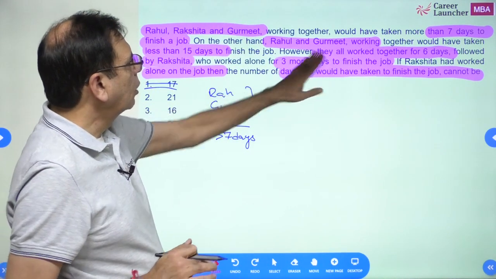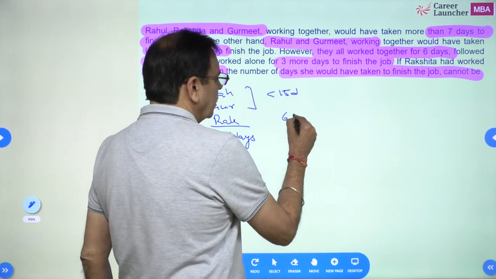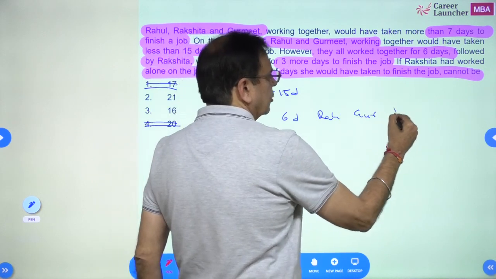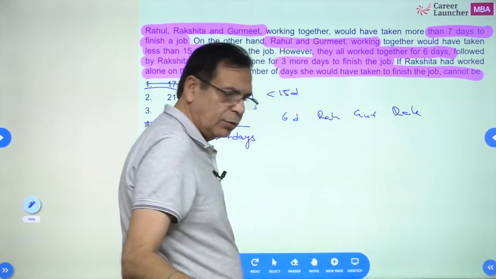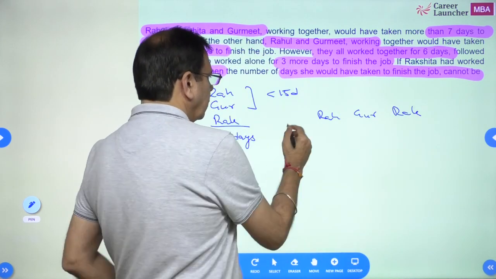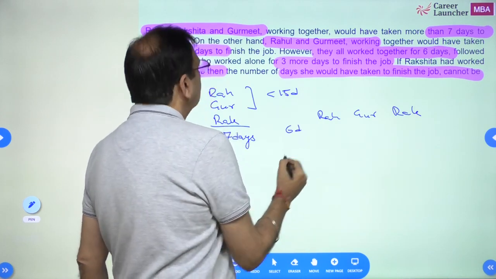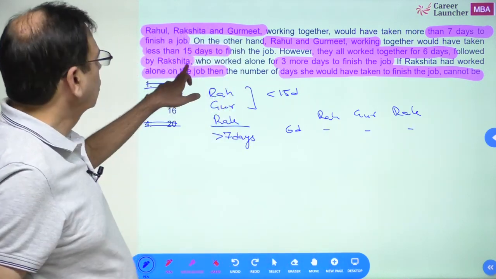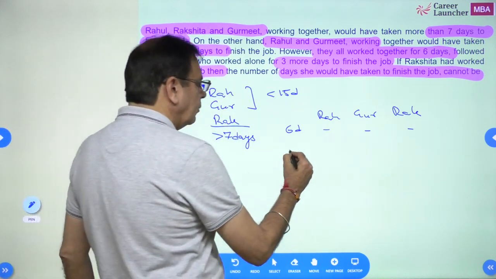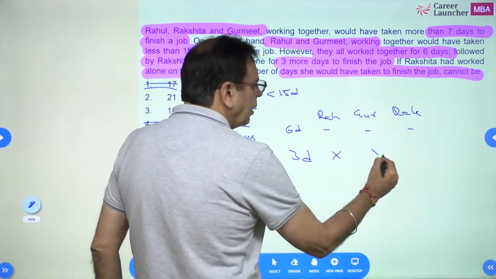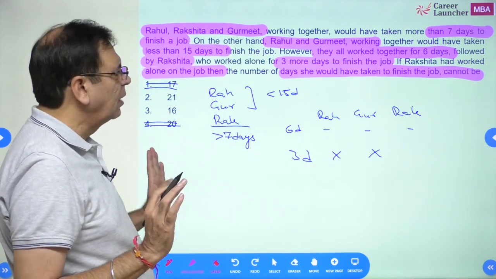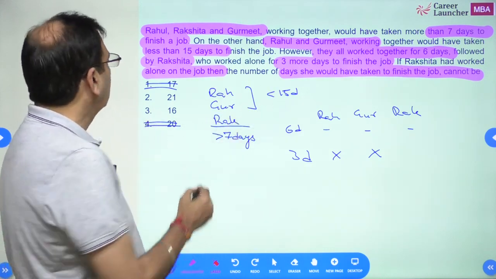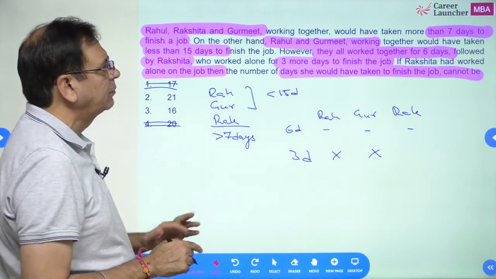Okay, however, they all work together for 6 days. So 6 days, Rahul, Gurmeet and Rakshita, all 3 of them work for 6 days. And after that, what happens? Followed by Rakshita, who worked alone for 3 more days. Then for 3 days, only Rakshita worked. So only Rakshita worked on the next 3 days, and the work was finished. If Rakshita had worked alone on the job, then the number of days she would have taken to finish the job.